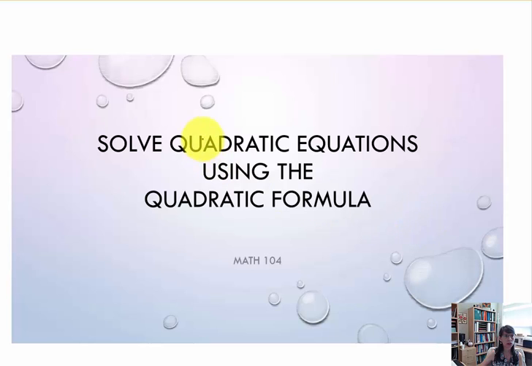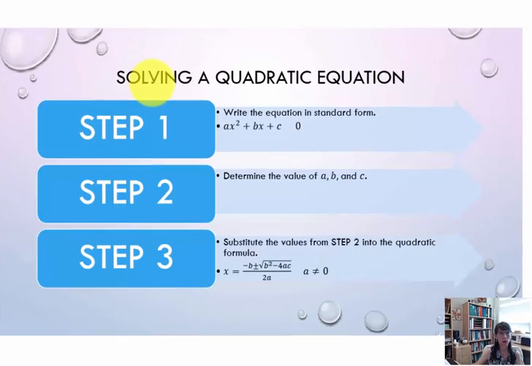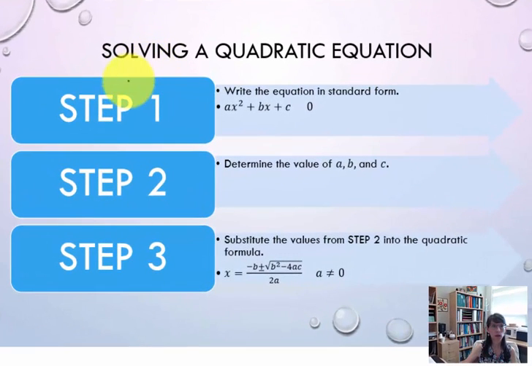In this video, we're going to solve quadratic equations using the quadratic formula. When solving a quadratic equation, we're going to follow these steps. Step 1, we're going to write the equation in standard form, which means the ax squared plus bx plus c terms are collected on one side of the equation and set equal to 0.